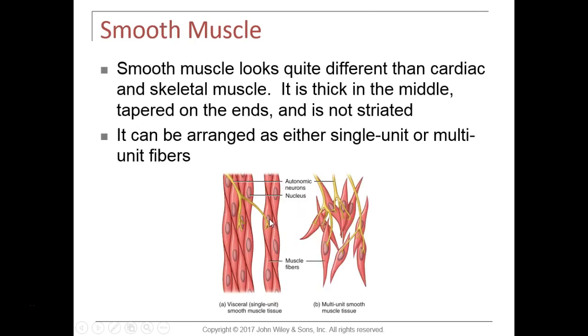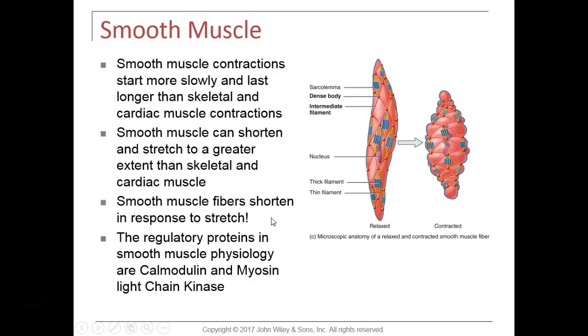Now, as far as smooth muscle is concerned, the arrangements of the contractile proteins are not the same as in skeletal and cardiac muscle. We do have thick and thin filaments, but they're not in a regularly arranged pattern as in a myofibril. So we don't have the light and dark staining patterns.